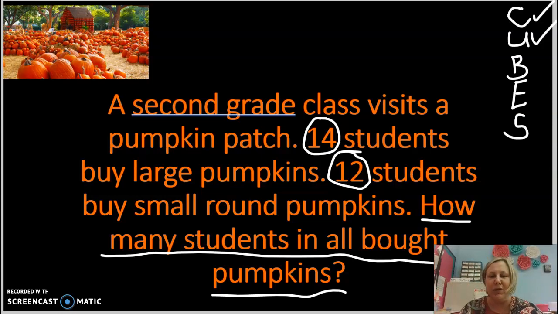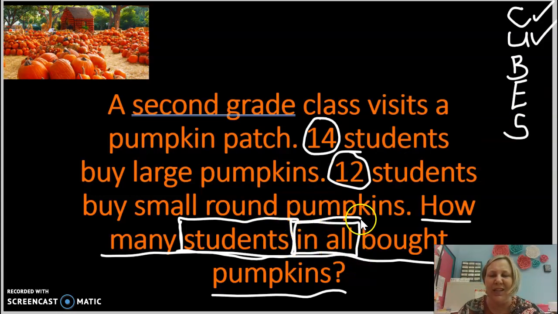So my keywords, what is it that I'm trying to figure out? How many students in all bought pumpkins? So one keyword is students, because I'm not looking for how many pumpkins they bought. I'm not looking for how much money they spent. I'm looking for the amount of students. And my other keywords, I see in all. When I see those words in all, that tells me what operation I need to use to solve the problem.